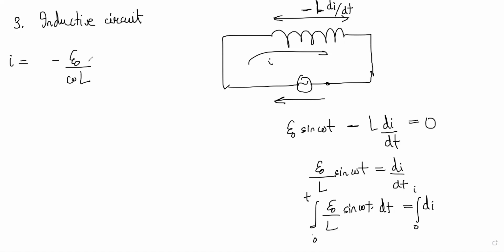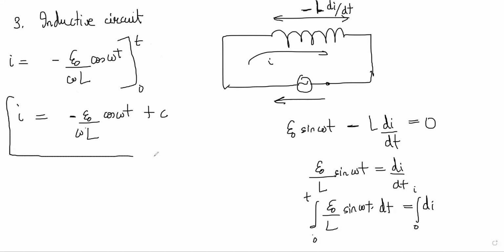Minus E naught by omega L cos omega t from 0 to T, something like this, correct? So what you will get is some constant when you put 0, and some constant minus E naught by omega L cos omega t plus some constant, right? Since EMF was a sine function, your current should also be a sine or a cosine function.